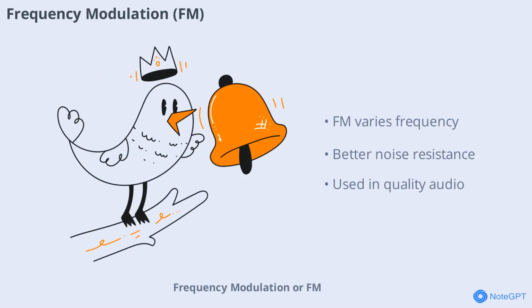Frequency modulation, or FM, changes the frequency of the carrier wave according to the information signal. FM is popular in high-fidelity radio broadcasting because it offers better noise immunity than AM. Demodulating FM signals requires a different approach, focusing on detecting frequency variations rather than amplitude. This makes FM ideal for applications where signal quality is critical, such as music and voice transmission.